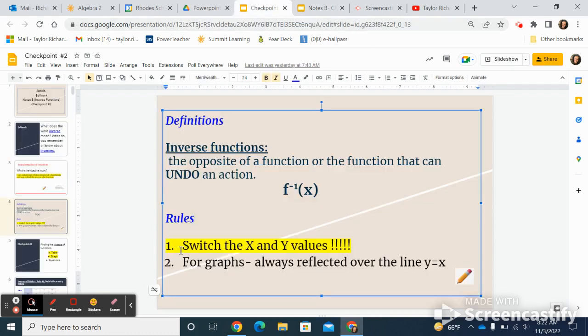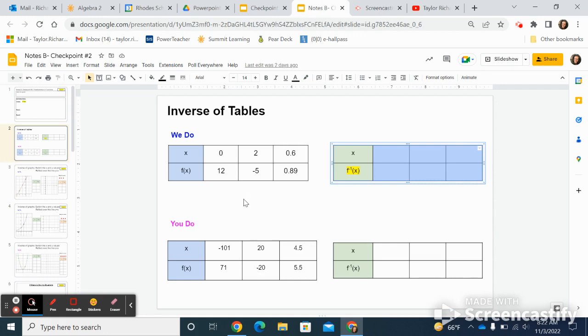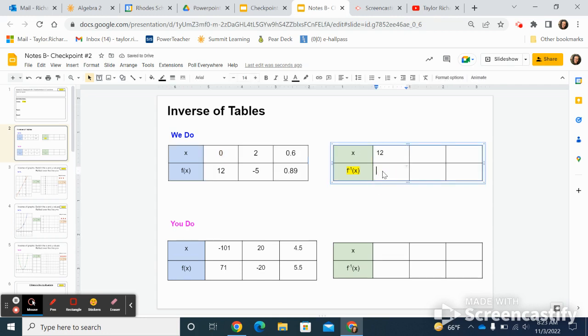Remember our number 1 rule, all you have to do is switch X and Y. So here's how it looks. In my table I gave you, the first point is 0, your X is 0, your Y is 12. If I'm going to find the inverse, I'm going to switch X and Y. So my X will now be 12, my Y is 0. I switched X and Y. And that's all you're going to do for the rest of the points.